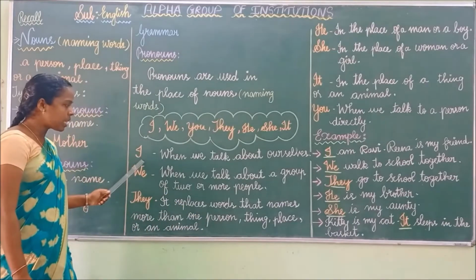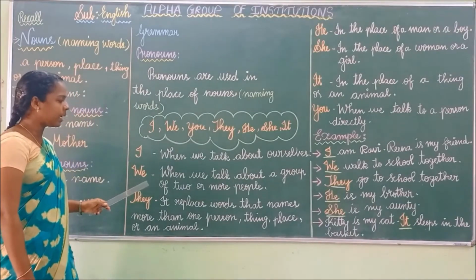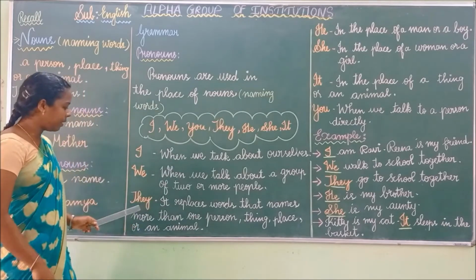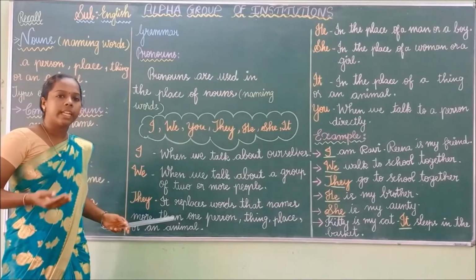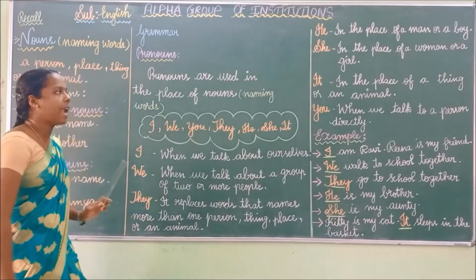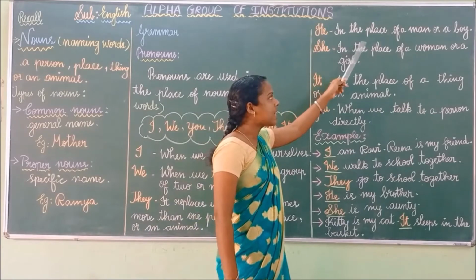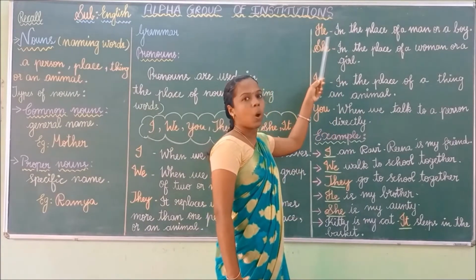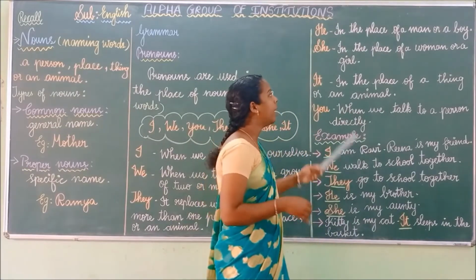So we have to use I when we talk about ourselves. We have to use we when we talk about a group of two or more people. They replaces the words that name more than one person, place, thing or an animal. See, we have to use he in the place of a man or a boy. So he, here, he always in the place of a man or a boy.